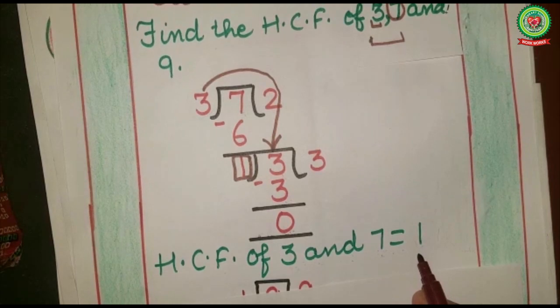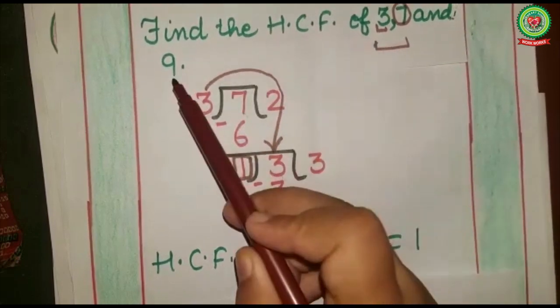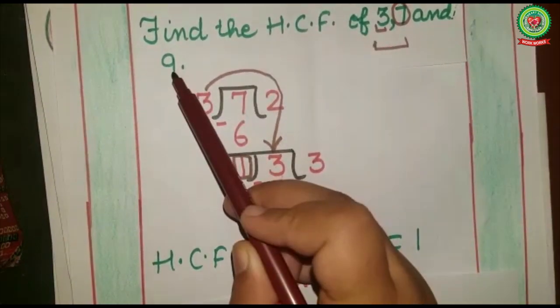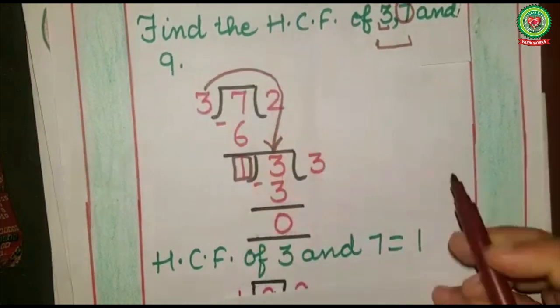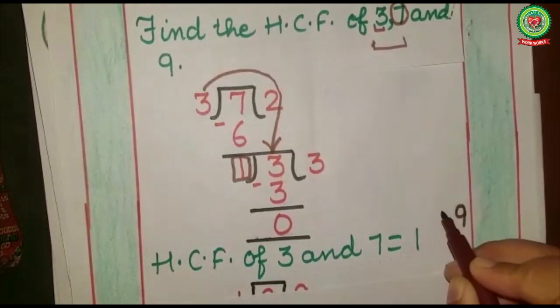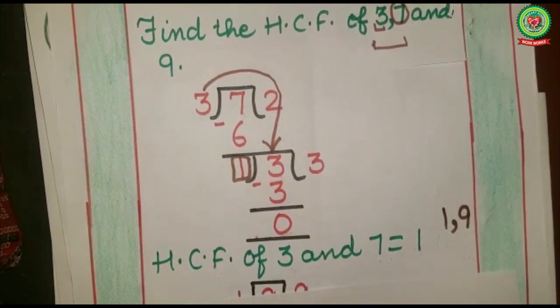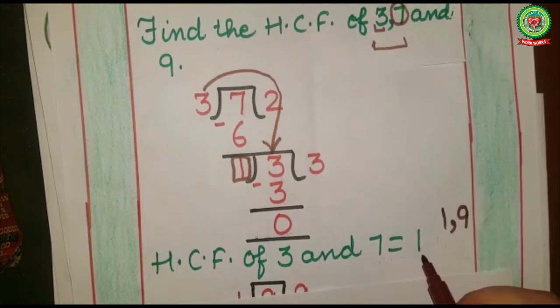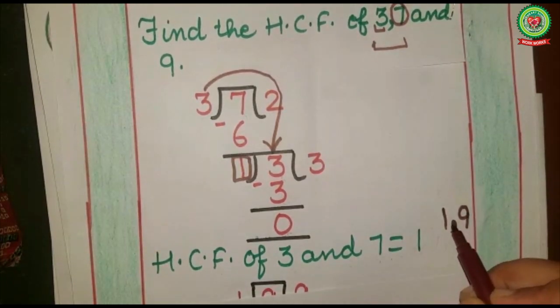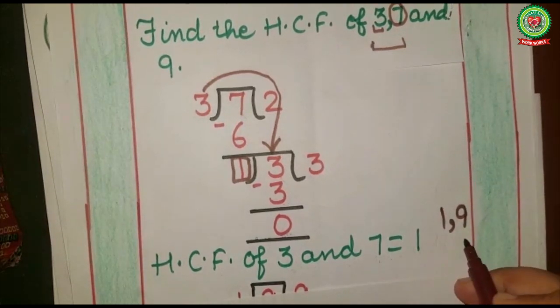Now students, I got answer of HCF of 3 and 7. But in the starting I was having 3 numbers, 3, 7 and 9. Now 9 left. Now we will divide this 9 by 1. That means we will divide third number by the HCF of two numbers. HCF of 3 and 7 is 1. So we will divide 9 by 1. Now students, again I am having two numbers and I have to find the HCF of these two numbers.